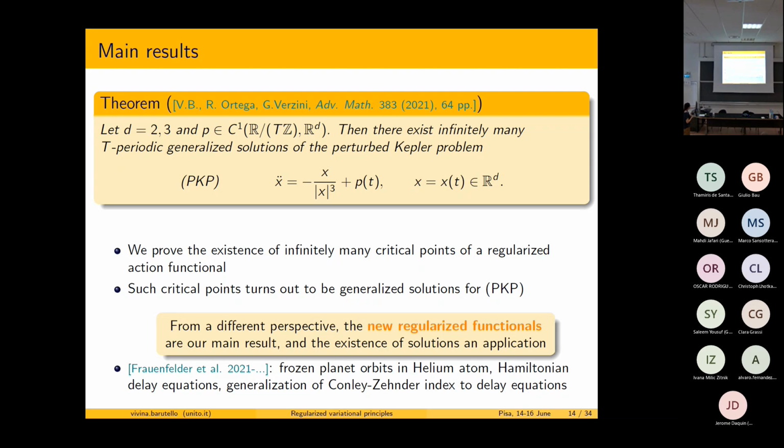For instance, here the frozen planet orbiting the helium atom is an atomic model, where there is an atom of helium that has a nucleus with 2 electrons on a straight line, and they study the periodic solutions of the middle electron using a mean interaction. And they use this technique.